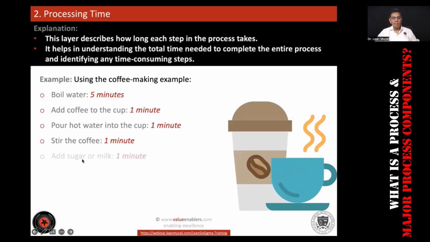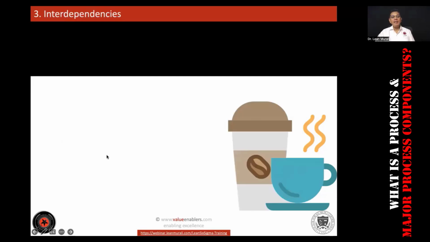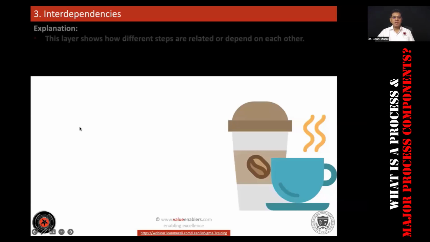Pour water in the cup 1 minute, stir the coffee 1 minute, and add sugar 1 minute. So we have learned about the process steps, then we know what is processing time, as simple as this. Okay, now interdependencies. What is interdependencies in this layer? The first layer was steps, the second layer was processing time, the third layer is interdependency, explanation.